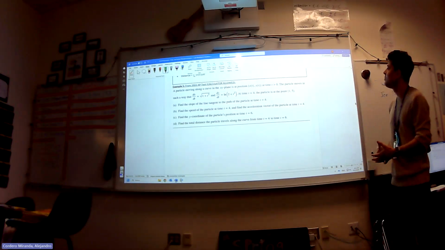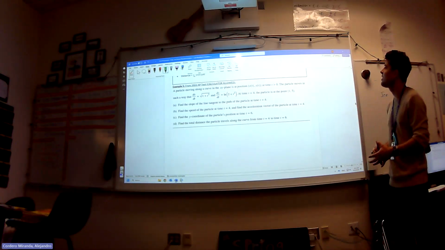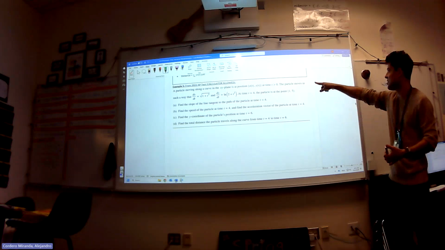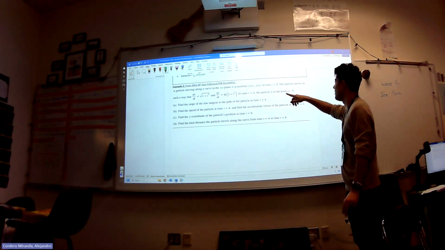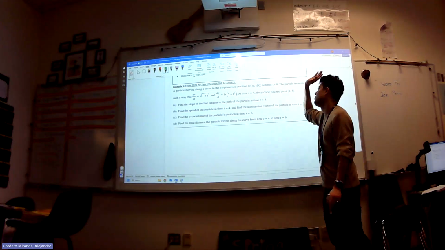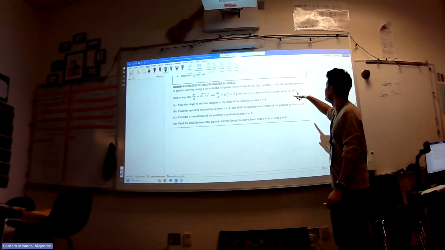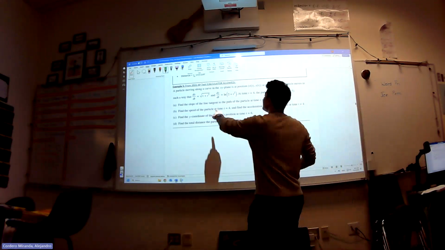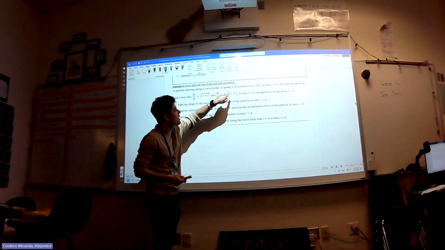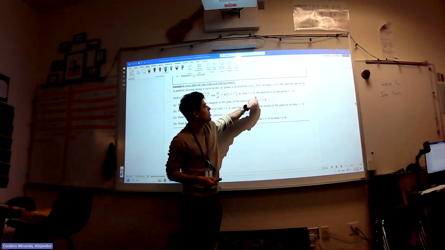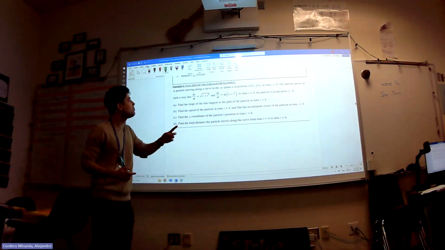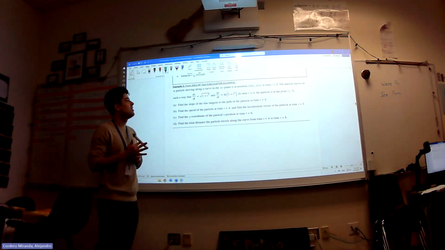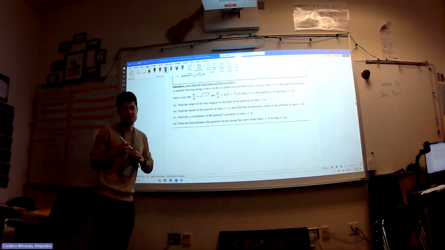A particle is moving along a curve in the xy plane, and it's at position x of t comma y of t, at only positive times. The particle moves in such a way that the derivative of x is this and the derivative of y is this, and at time t equals 4, the particle is at 1, 5. Then it says find the slope of the line tangent to the path of the particle at time t equals 4.